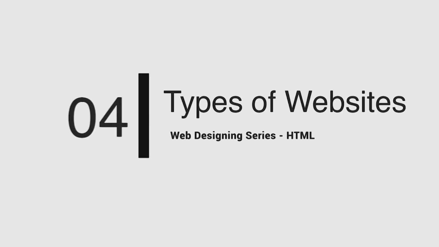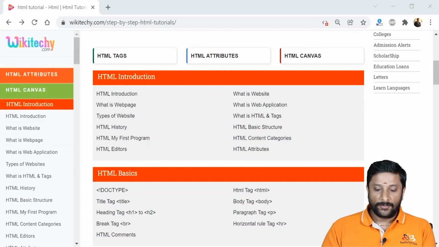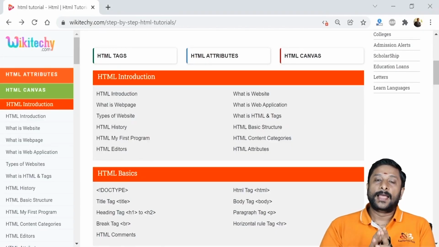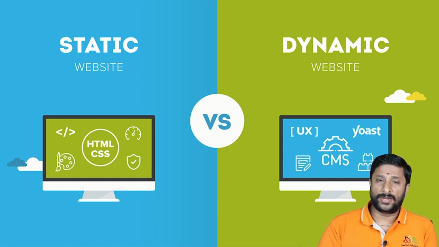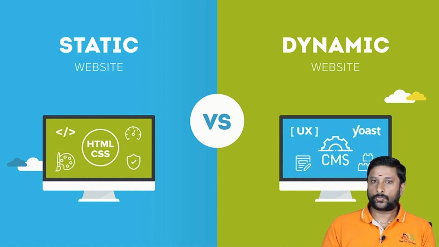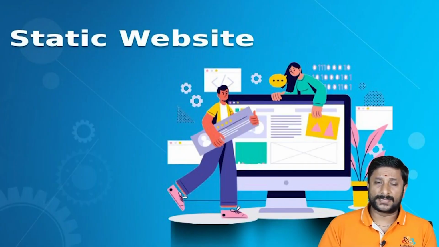Web design series HTML, fourth video. So types of websites. If we talk about types of websites, actually websites are classified into three major areas. The one is, it's two only, but I'm making this three. So static and dynamic. What is a static website, sir?